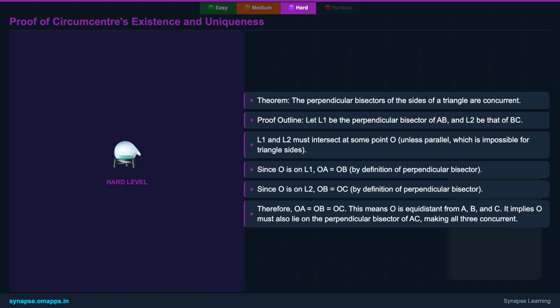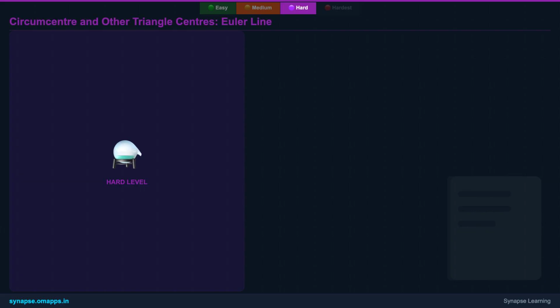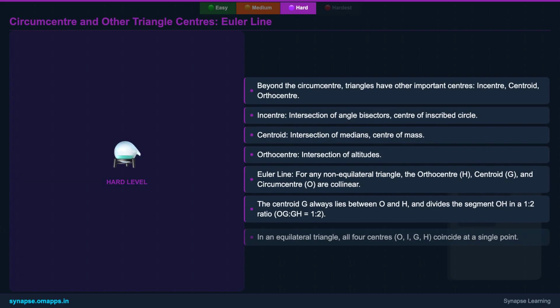This means O is equidistant from all 3 vertices, and therefore, it must also lie on the perpendicular bisector of AC. Thus, all 3 bisectors are concurrent at O, proving the existence and uniqueness of the circumcenter. The circumcenter is just one of several important points in a triangle. We also have the incenter, the intersection of angle bisectors; the centroid, where medians meet, which is the triangle's center of mass; and the orthocenter, the intersection of altitudes.